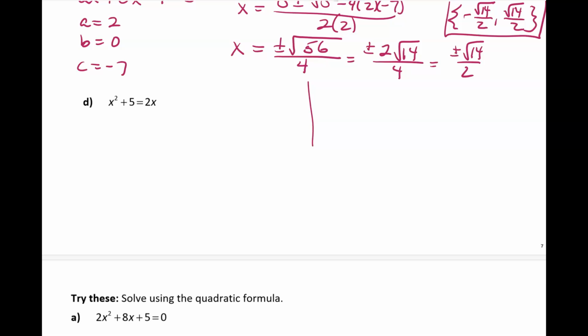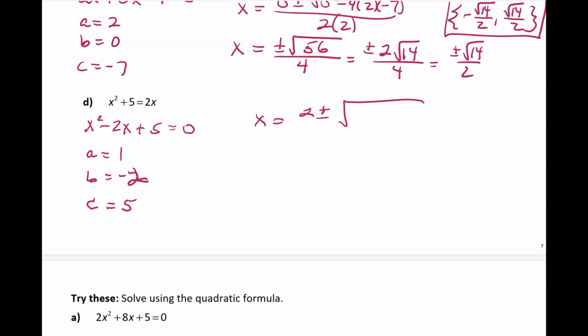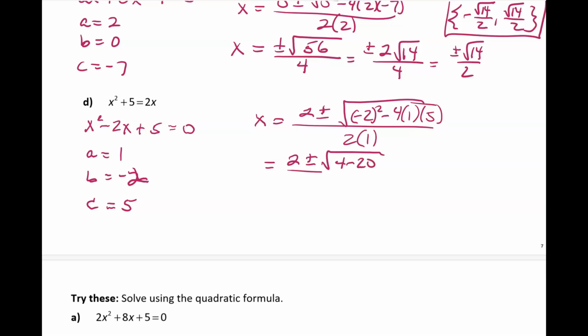X squared plus 5 is equal to 2x. And we're going to move it into standard form first. And identify A as 1, B is negative 2, and C is positive 5. So x equals the opposite of b, which is 2, plus or minus the square root of b squared minus 4 times a times c, all over 2 times a. So now we have 2 plus or minus the square root of 4 minus 20, all over 2.